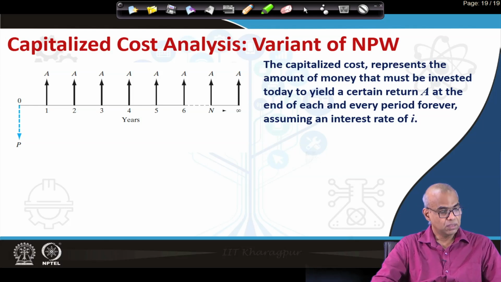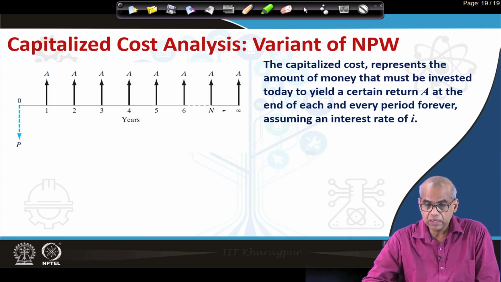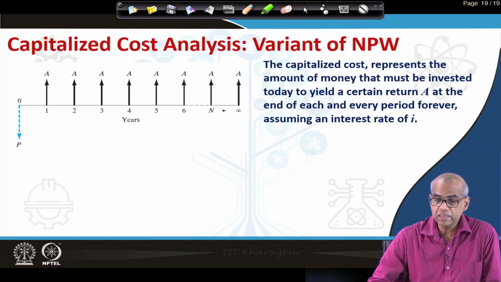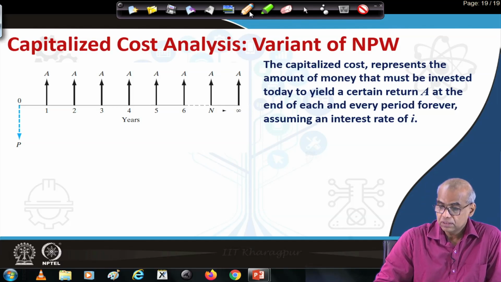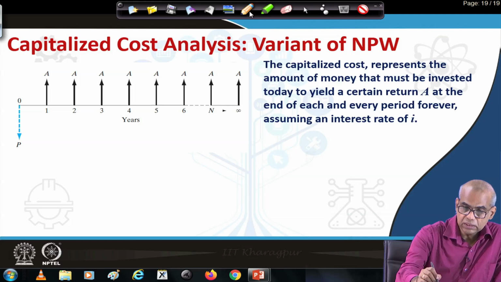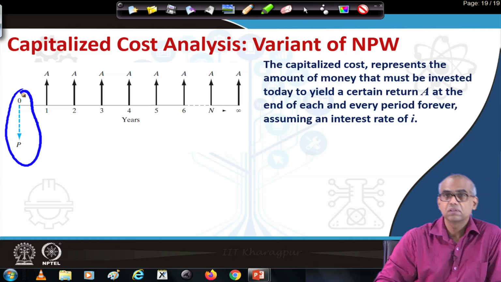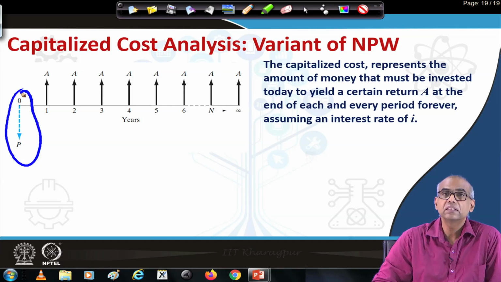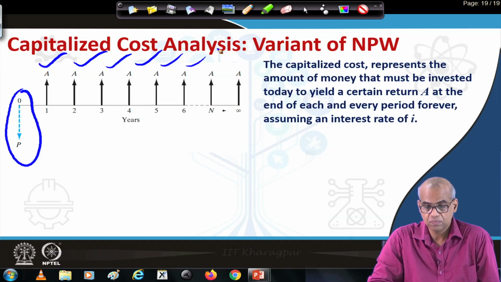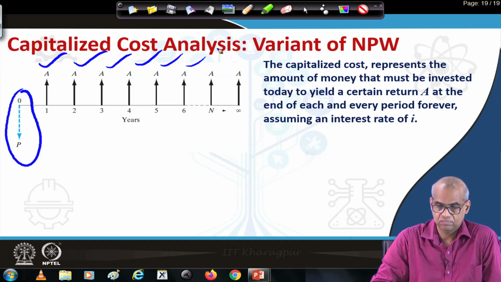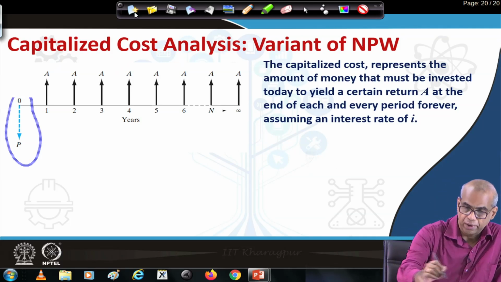Now, let us try to understand the concept behind this capitalized cost analysis. The capitalized cost represents the amount of money that must be invested today to yield a certain return A at the end of each year and every period forever, assuming an interest rate of I. So, basically the capitalized cost represents the amount of money that you have to invest today, so that it can yield a certain amount of return, say A, at the end of every year for all future time to come, and we assume an interest rate of I.